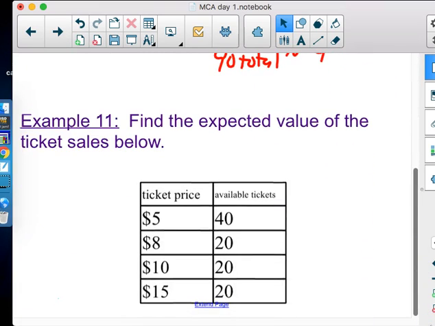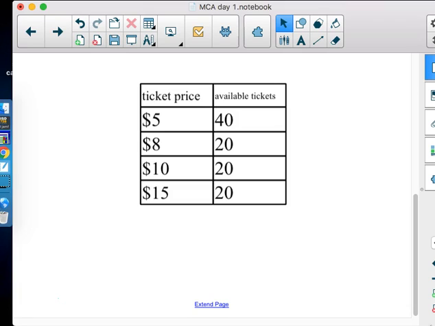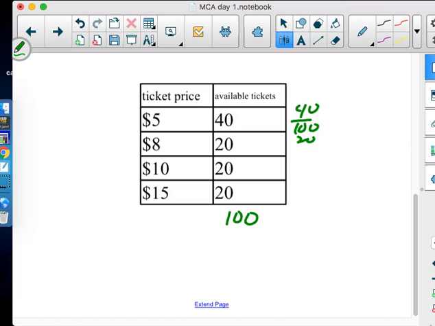Same type of thing for this one. We want to find the expected value of the ticket sales that we have down here. So what should we do first? Let's add them all up. 60, 70, 80. Ooh, this one came out pretty. It's 100. So we have 40 out of 100, 20 out of 100, 20 out of 100, and 20 out of 100. I definitely would reduce those.